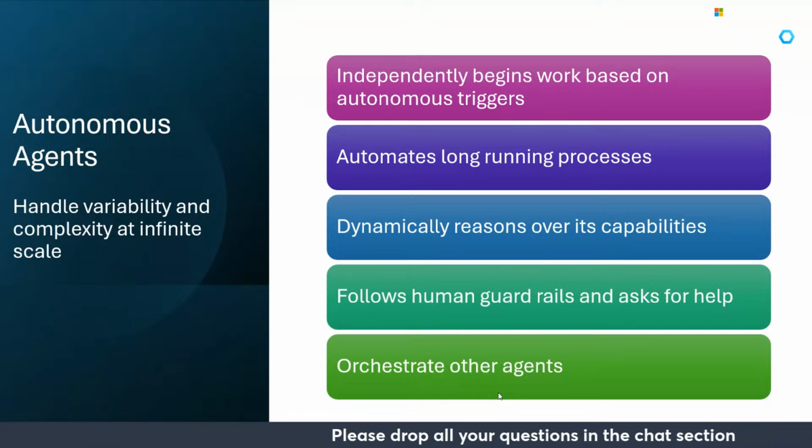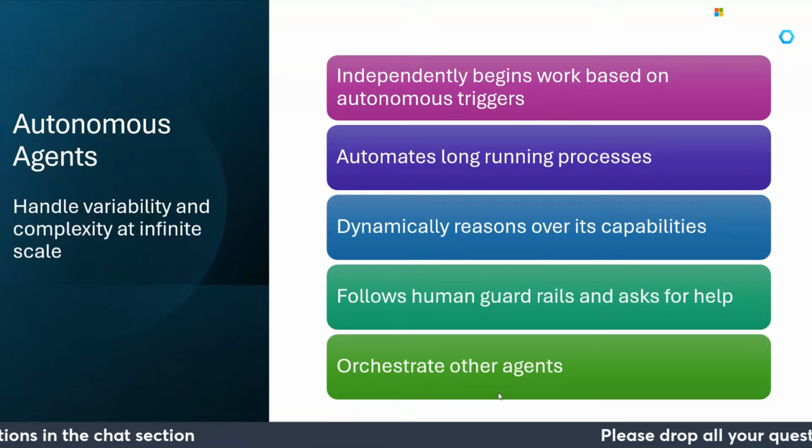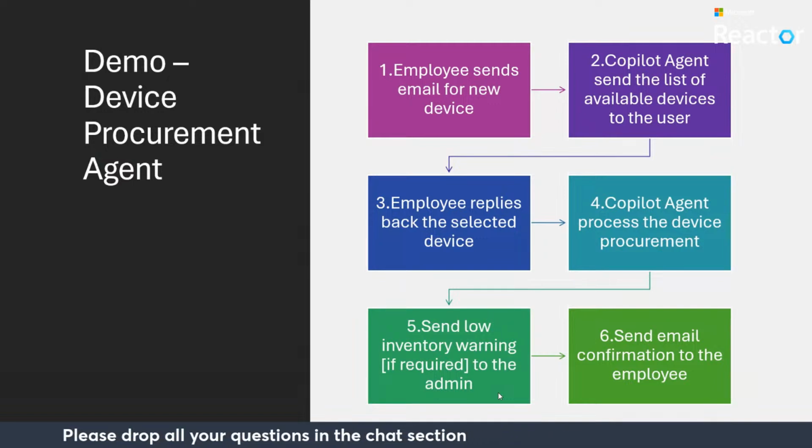And the main thing is that the autonomous agents follow the human guidelines. The human can guard the rails and ask for help, and it can also orchestrate other agents too. So for today's demo, let's jump onto the demo part.